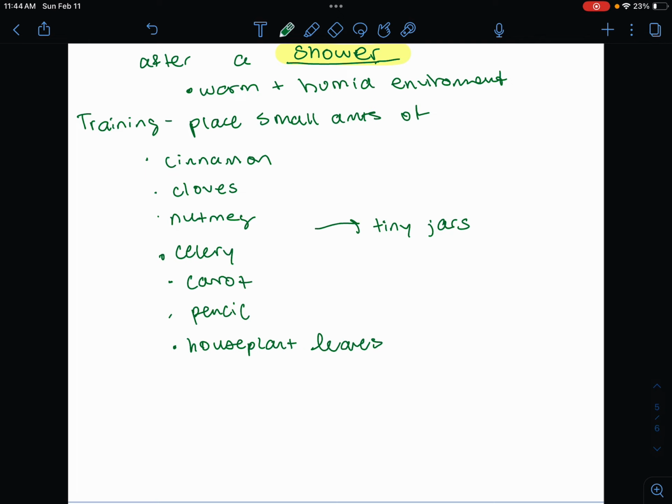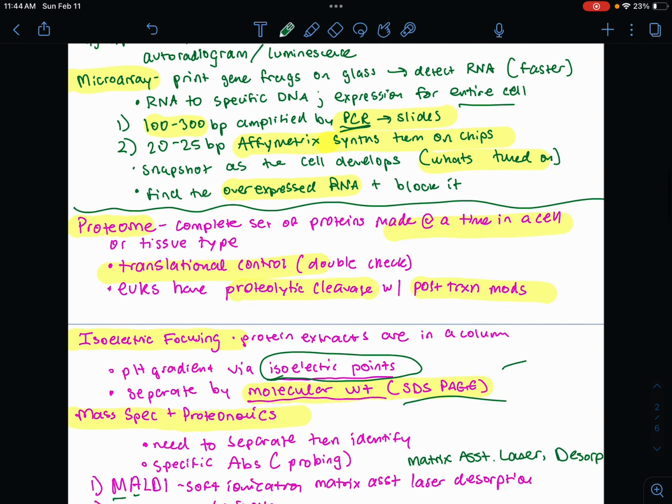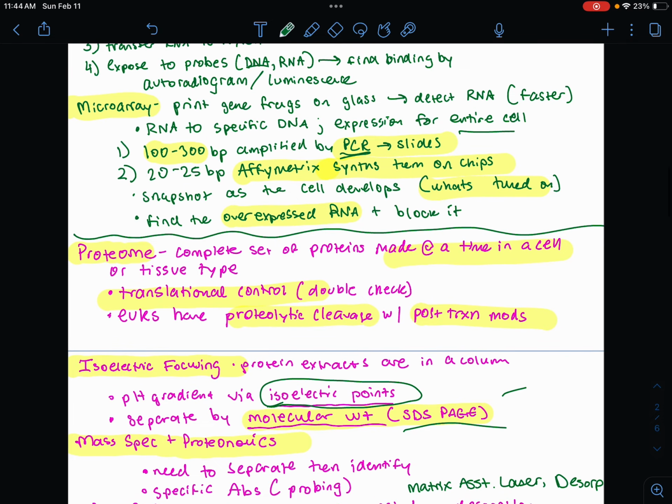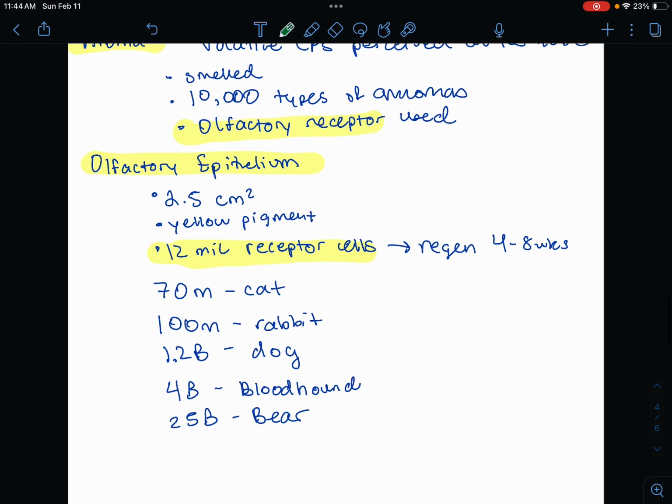And that's going to be all the slides that were needed for the exam from the sensory perception of fermented products, aka foods, and other substances that are made by microbes.